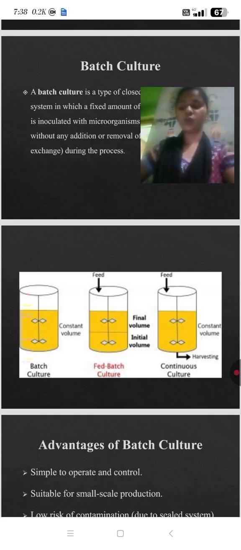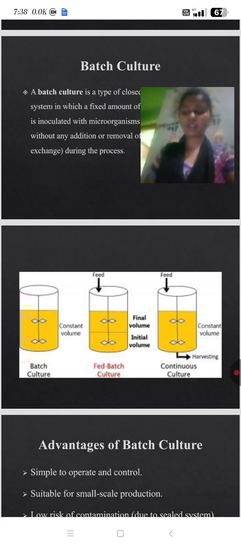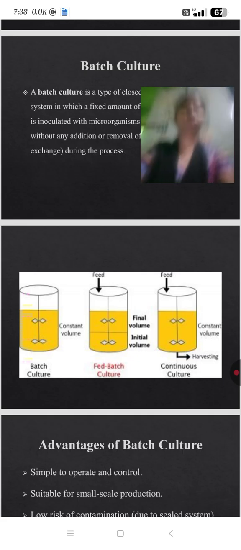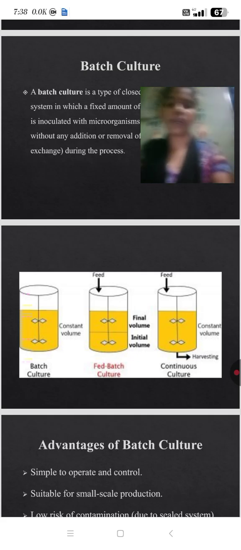Fed batch is good for controlling nutrient limitations. Continuous is best for maximum productivity over a long period.